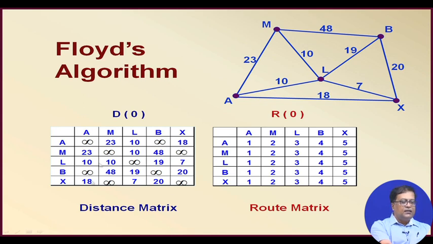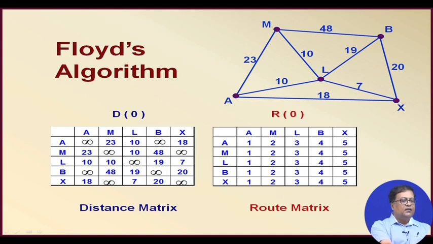So, this is called the distance matrix, and this distance matrix is symmetrical in the sense that up and down both distances are the same, but it need not be. You can also take distances if A to M and M to A are different, right. Now, the root matrix is a matrix which is very simple. Simply take all 1s, all 2s, all 3s, all 4s and all 5s.